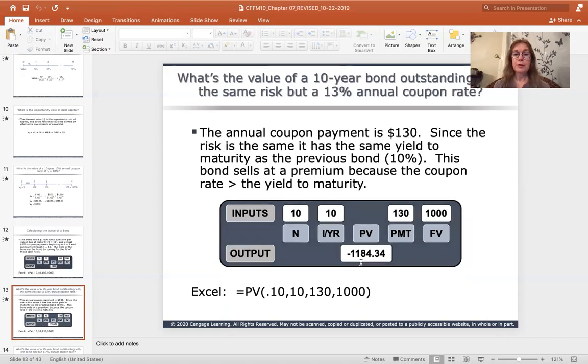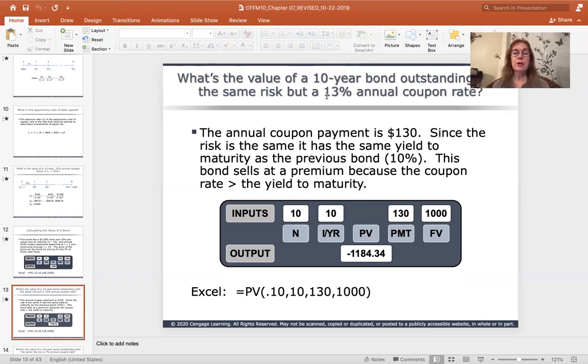What happens if interest rates go up? So we have this bond. This is the same bond. It's a 10% coupon bond. Sorry, they've scratched that. They have changed the coupon rate here.